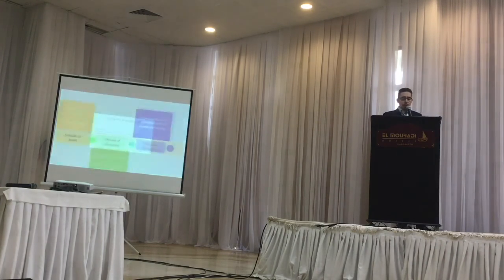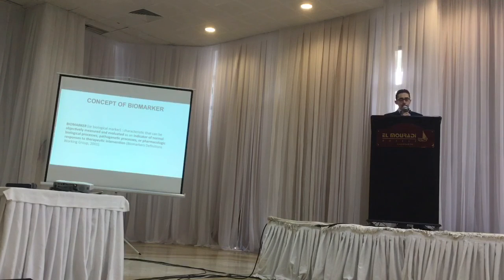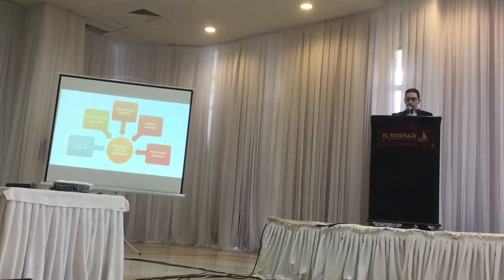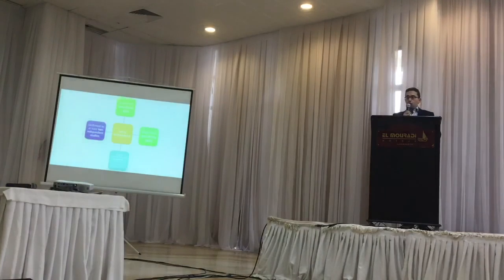So, what is a biomarker? A biomarker is a characteristic that can be objectively measured and evaluated as an indicator of normal biological processes, pathogenetic processes, or pharmacological responses to therapeutic intervention. There are many kinds of CNS biomarkers for CNS disorders such as clinical, neuroimaging, biochemical, genetic, and proteomic markers. An ideal marker should be sensitive, specific, reliable, reproducible, and should be confirmed by at least 2 independent studies.